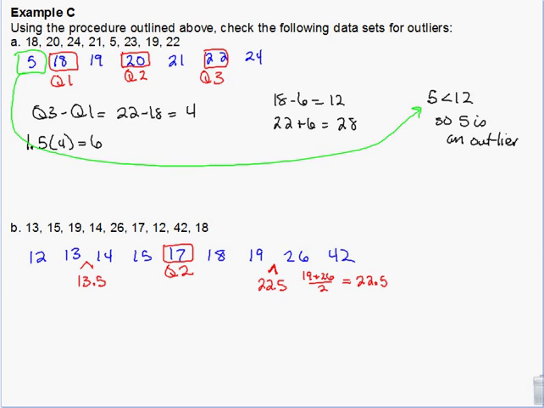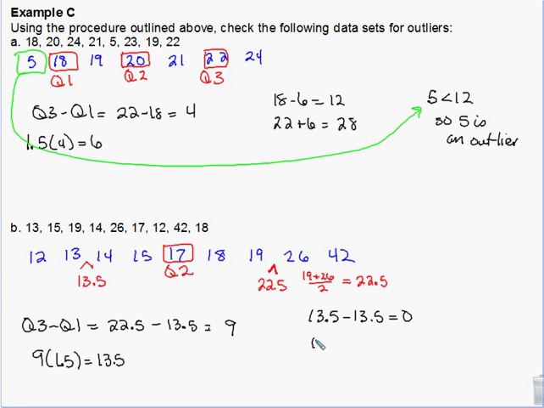Okay. So then I subtract those. Okay. And that gives me 9. 9 times 1.5 is 13.5. So I'll add and subtract. So when I subtract, I get 0. And when I add, I get 36. I do have an outlier. My outlier is 42. Okay. Any questions about that?